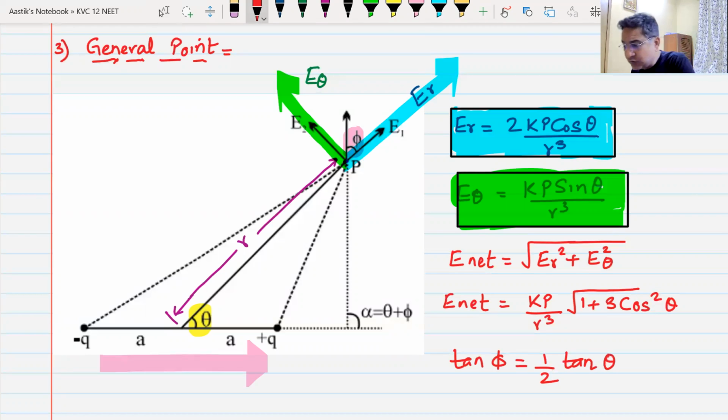Tan of phi is half of tan theta. I'll give you 2 minutes to note this down. There's still some information that I have to give you, but I will give you that in the next class. Note down all these formulae. We'll come back to this same diagram in the next class. Don't worry about it. Just draw the diagram. I'll come back to this in the next class.